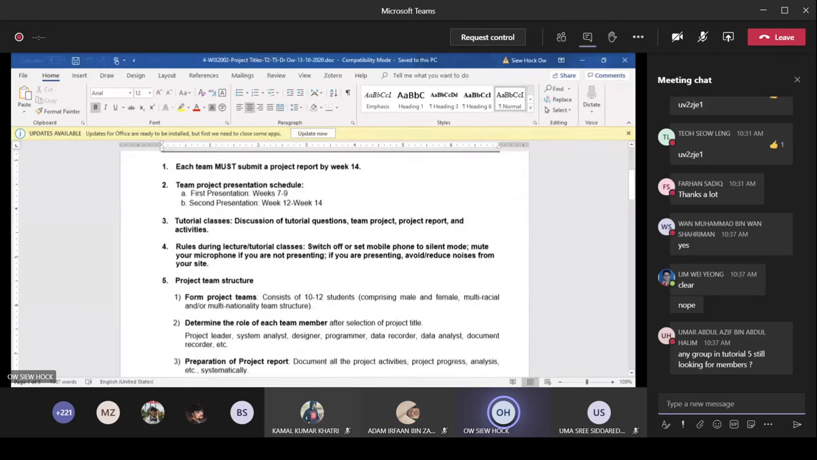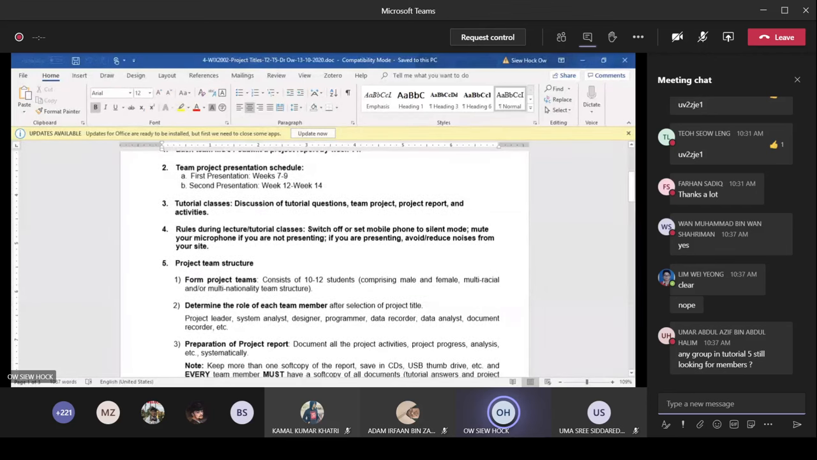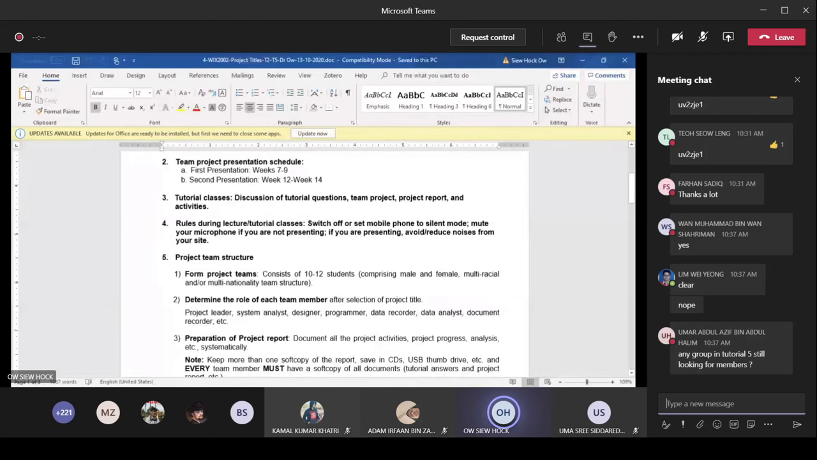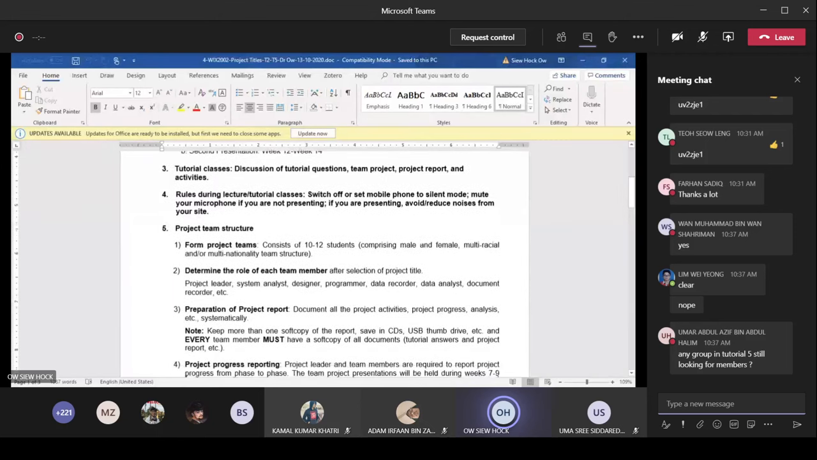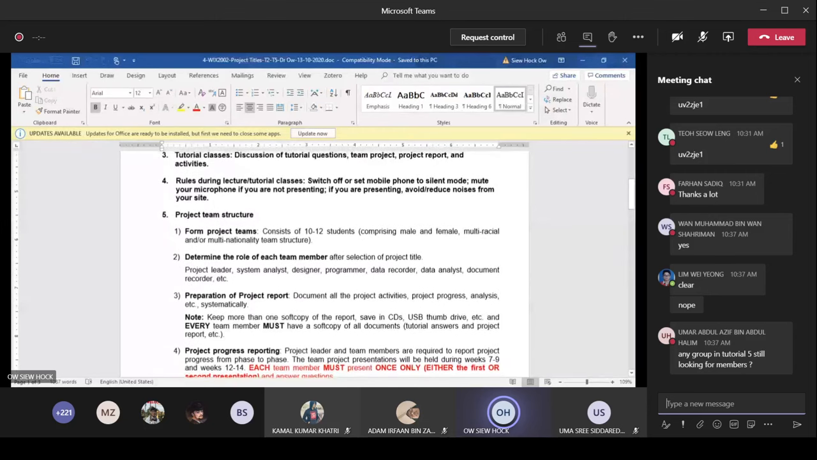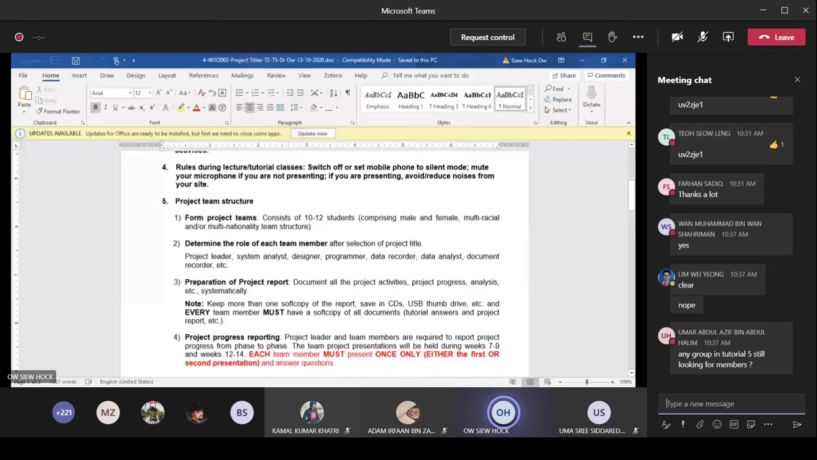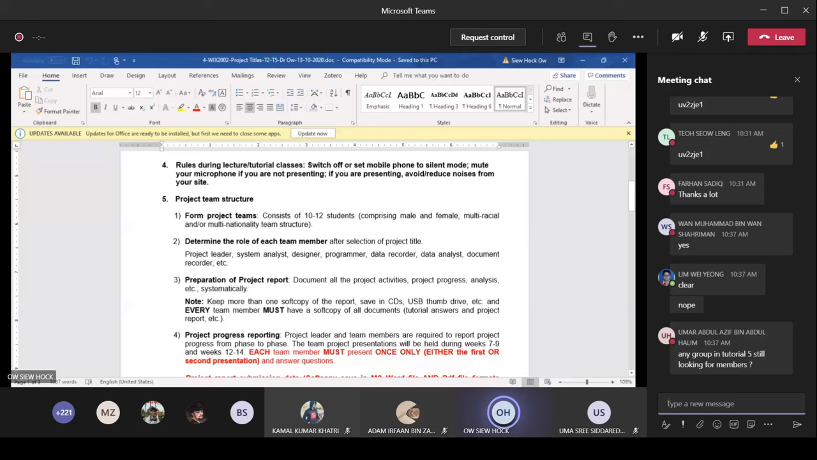Now, each team must submit a project report by week 14, and it carries 40 marks, very important. The first team project presentation will be during weeks 7 until 9. The second one will be weeks 12 until 14. During tutorial classes, we either discuss the project, discuss tutorial questions, or you give presentations, or do activities such as answering a survey form.